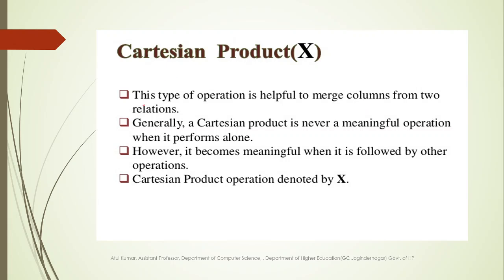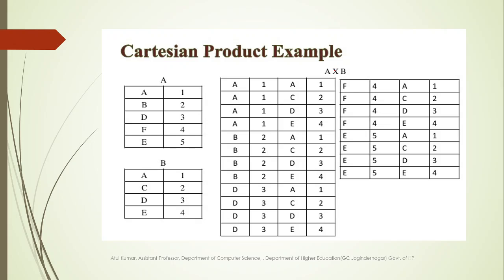The next basic operation in relational algebra is Cartesian product, and it is always represented with the help of this symbol, a cross symbol. It is basically very helpful to merge columns from the two relations. Generally, Cartesian product is never a meaningful operation when it is performed alone, so it is followed by some other operations. It contains all the combinations of the rows from the first and second relations.